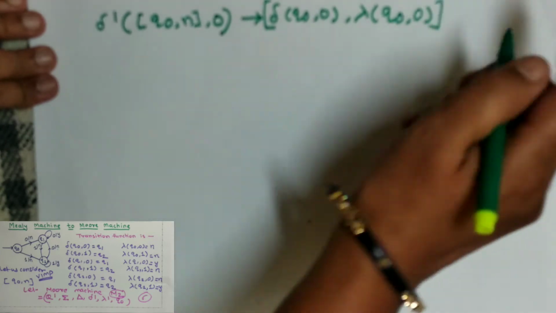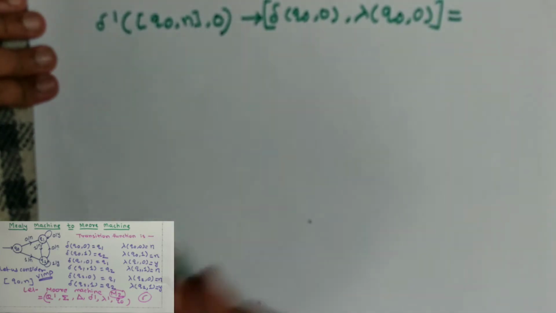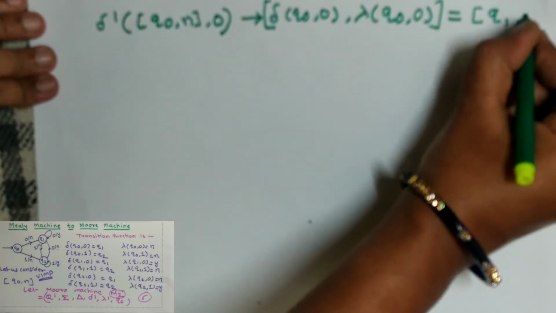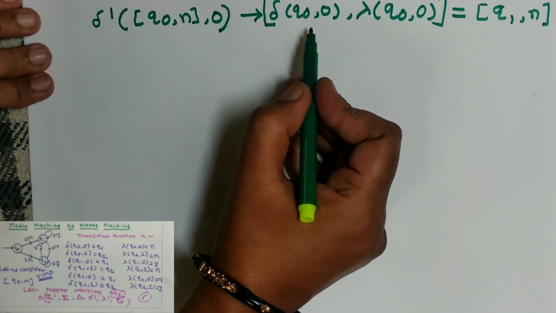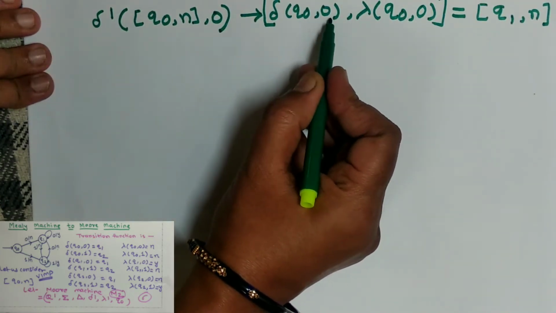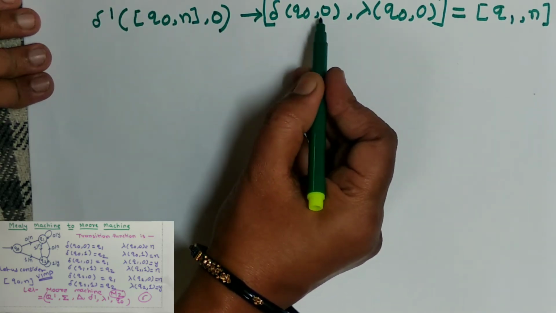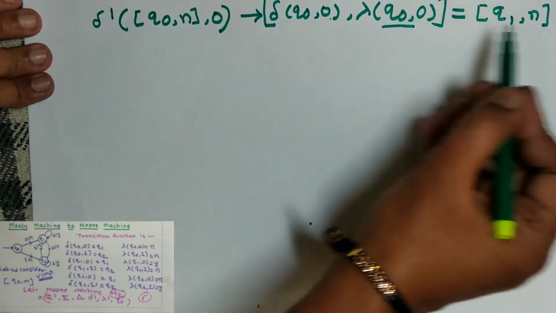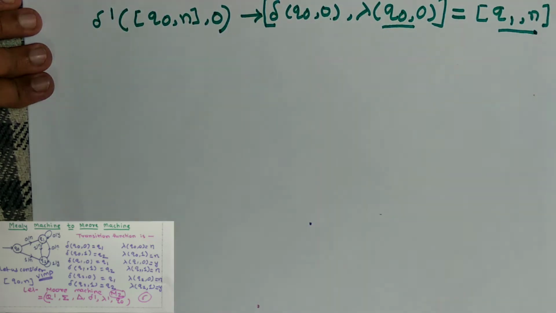From this we will get the output as Q1, n. How does it come? See, from the given diagram, delta of Q0, 0 means that Q0, by taking 0, goes to Q1 and gives the output as n. That's why this Q1, n comes here.